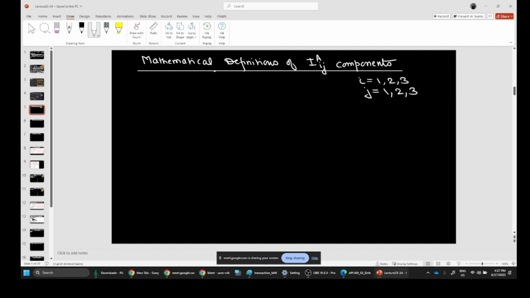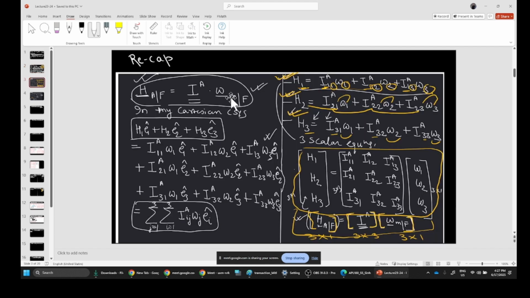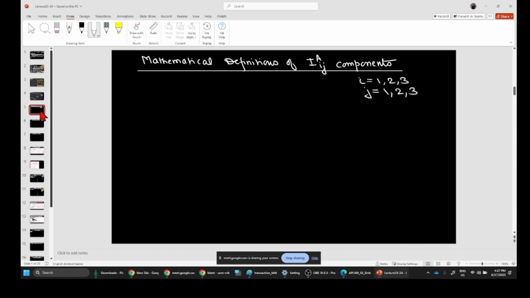So what is the mathematical definition of these components? You would realize that the way I presented this material to you in the last class and today, I have presented the inertia tensor as a quantity, as an entity, and I have talked about its scalar components only symbolically. IA11, IA12, only symbols I am using. After all, what is the mathematical definition? The mathematical definition of various components is as follows. I'm going to write them now.